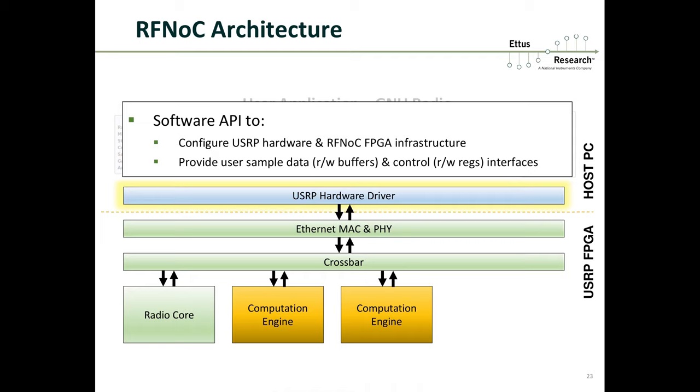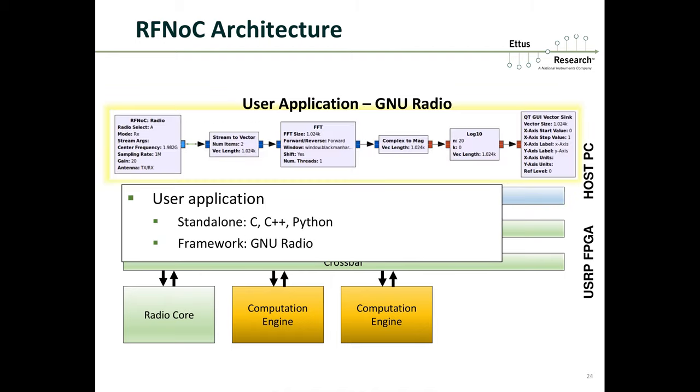The RFNoC API within the host-side UHD device driver provides a way for the framework to be configured from the software application program running on the CPU. It provides an interface for the user application program to send and receive data to and from RFNoC blocks, and also to control RFNoC blocks by reading and writing user-defined registers in the RFNoC blocks. The user application can be a standalone C++ program, or it can be a GNU Radio flow graph.